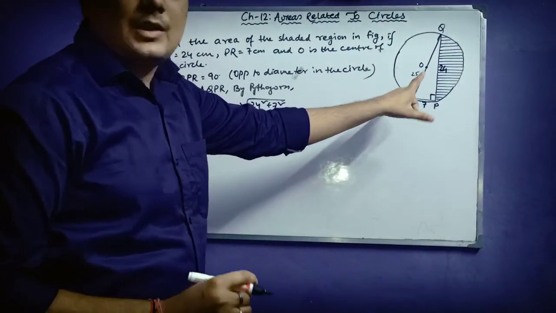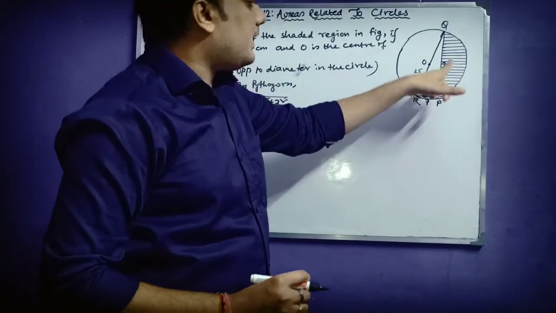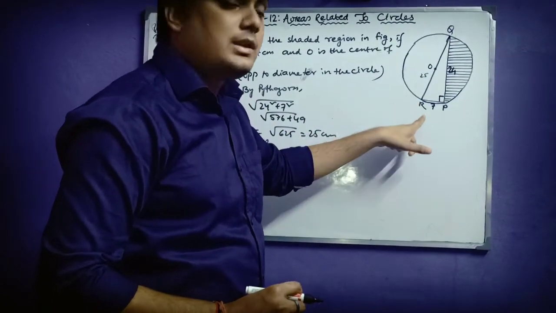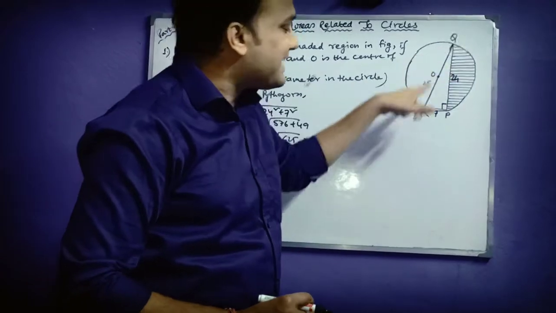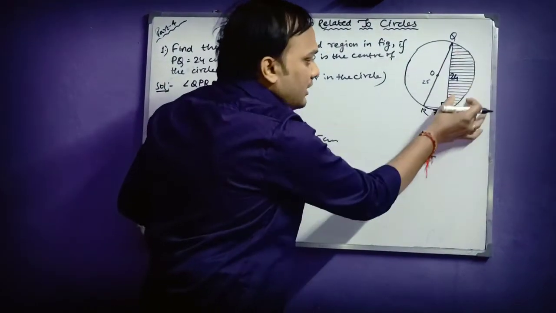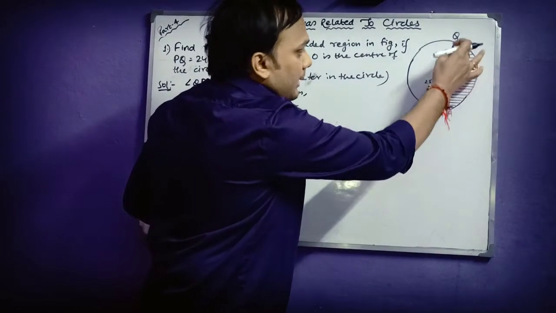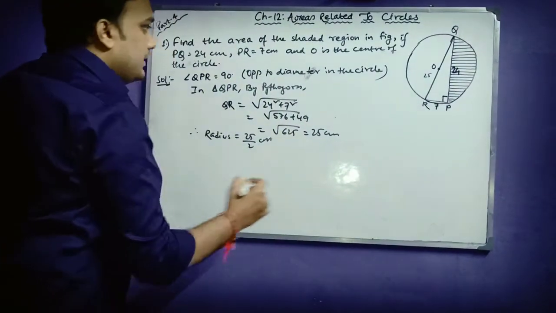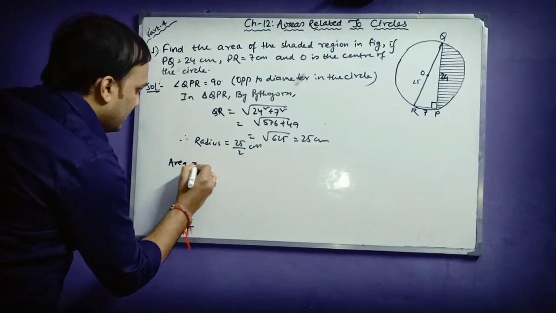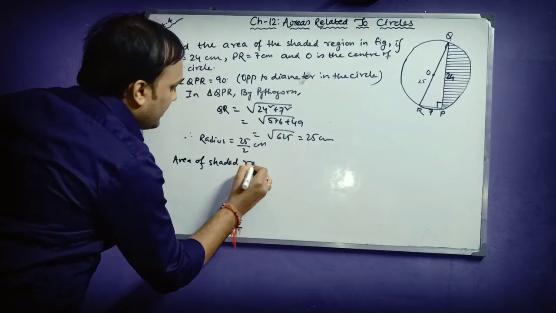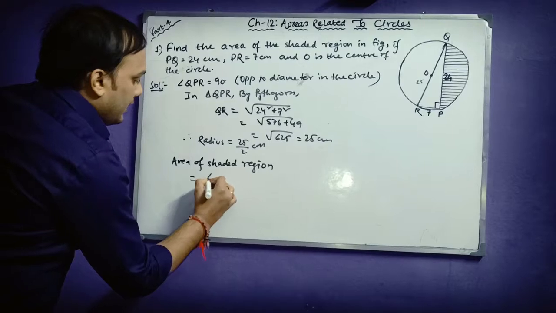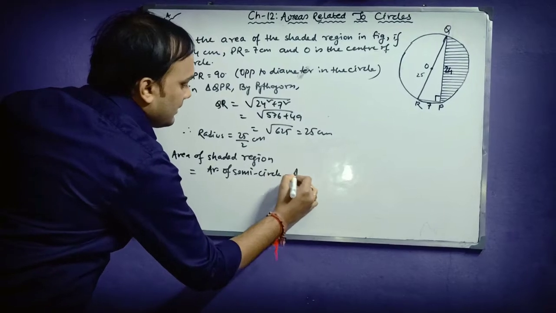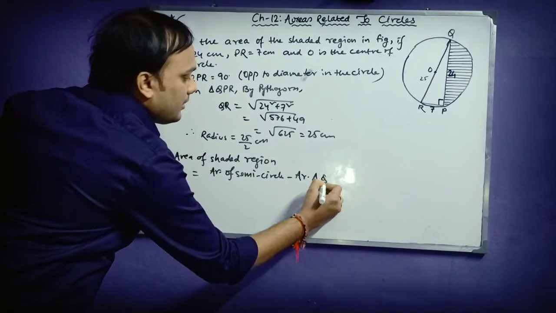Now if you look at the figure very nicely, you will observe that to find the area of the shaded region, we need to find the area of this right angle triangle and subtract it from the area of the semicircle. This shaded region occupies the area in the semicircle after subtracting the triangular part. So area of shaded region equals area of semicircle minus area of triangle QRP.